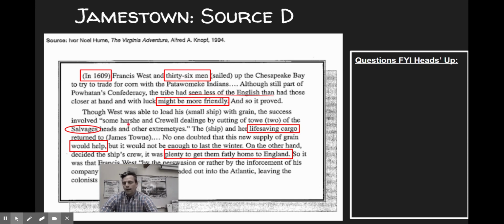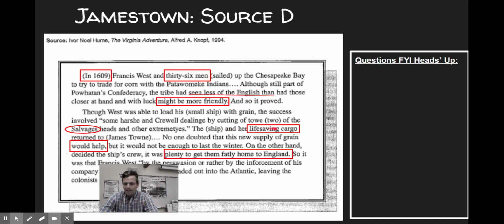All right, so they were able to trade, but guess what it took to get the Native Americans to trade? It took some harsh, and what do you think this word means? I'm pointing at you, so that means you guys have to stop and think and say something to your group. Harsh and cruel dealings. They had to get crazy with their swords and their guns. By cutting 2 of the savages' heads. They chopped off 2 heads, or at least sliced some heads, and other extremities. Kids tend to think that's fingers. No, if I'm chopping at someone with a sword, I'm cutting off someone's arm. That's an extremity. So man, yeah, this got real rough. This is a deal gone wrong.